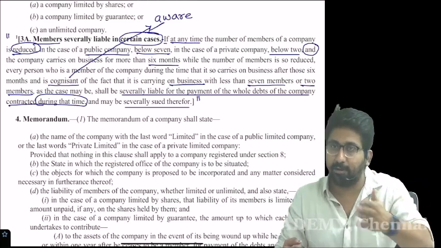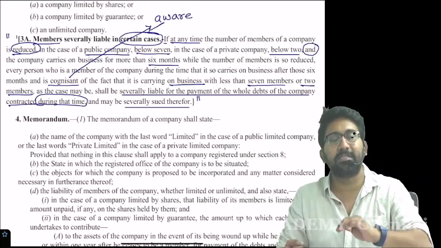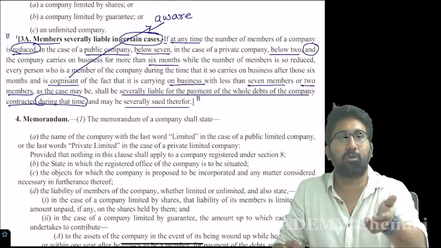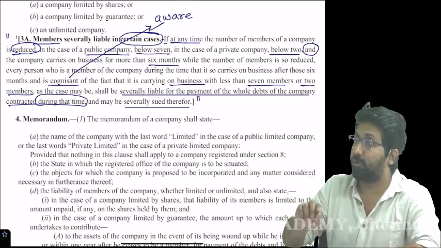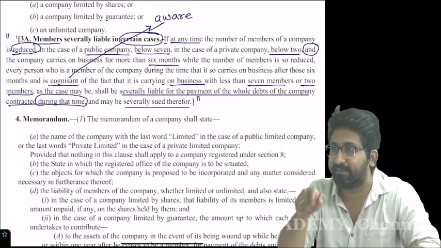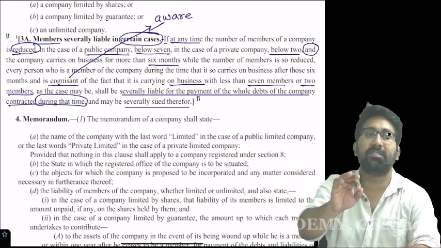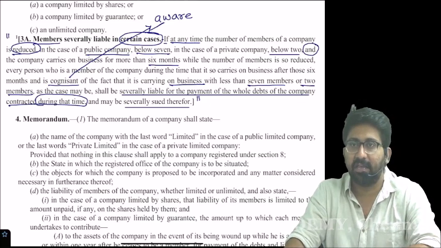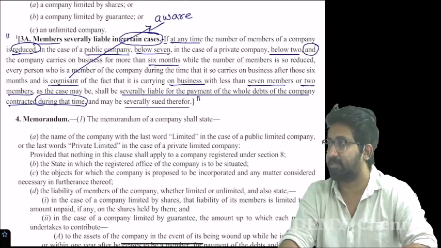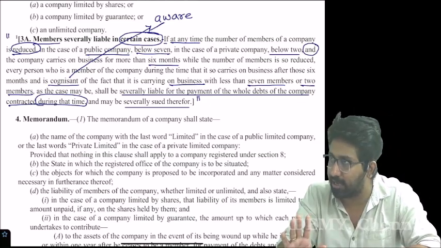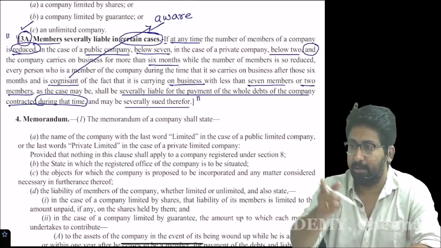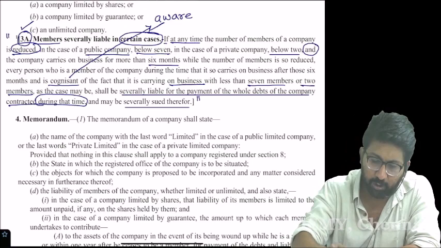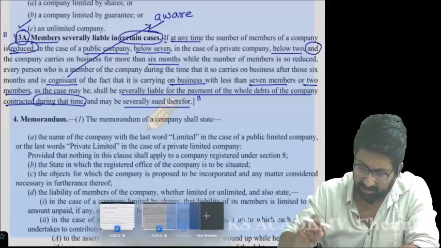The company's liability will include that. If the number is not increased to 7 or 2, as the case may be, even after 6 months, then for any debts contracted during that period, who will become severally liable? The members who existed will become personally and severally liable for the debts and obligations. Have you understood the concept clearly, everyone? With this, we have completed section 3A. Please see the chart material. If you don't have it, no problem, I will show it on the screen.